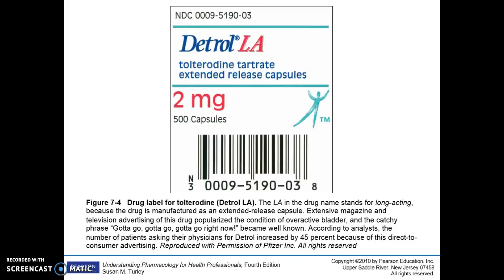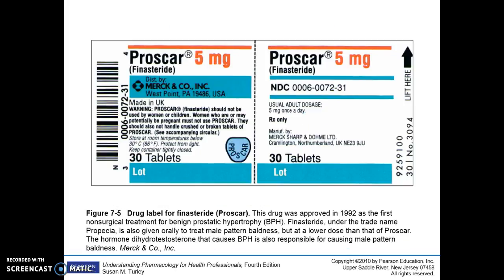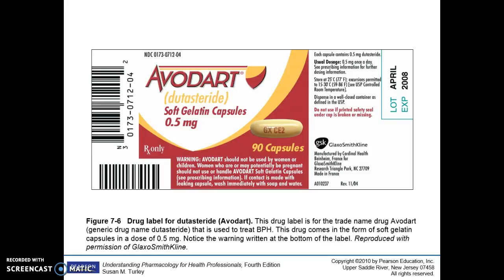And then we have the drugs that are used to treat the prostate. So we have those that are for BPH. Those are androgen inhibitor drugs. Proscar is one of the most common ones that you're going to see there. Avodart is another one that's frequently used. So those are some of the highlights of chapter 7 on the urinary drugs.